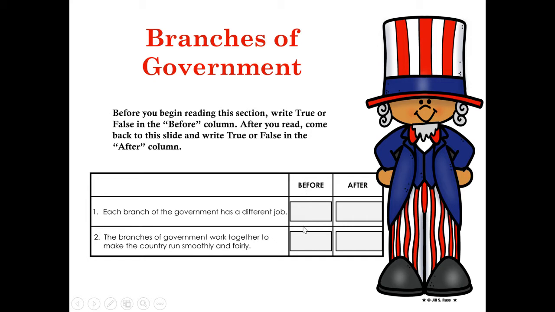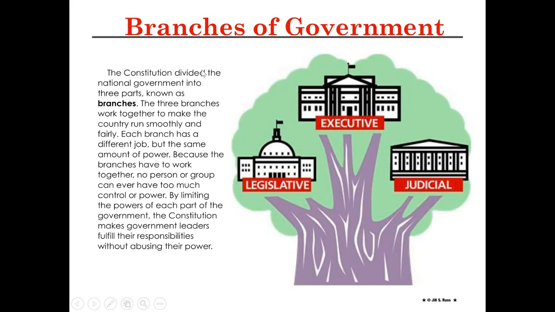And we are going to flip to our reading on page 3 at the top. It's going to say branches of government and have a picture that looks like this of a tree with the legislative, the executive, and the judicial branch. All right, follow along with me as I read about the branches of government.